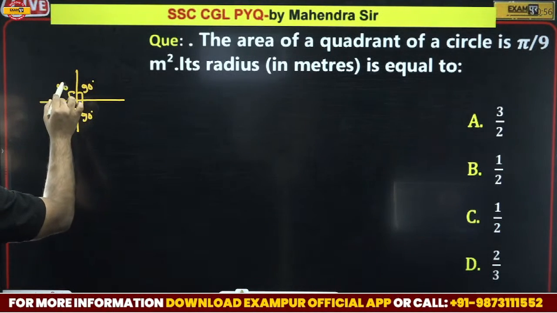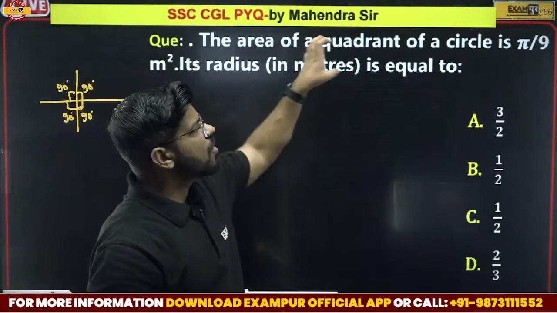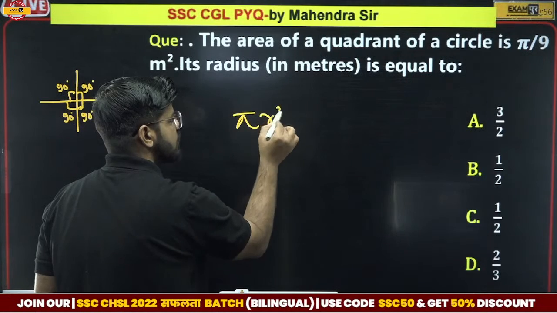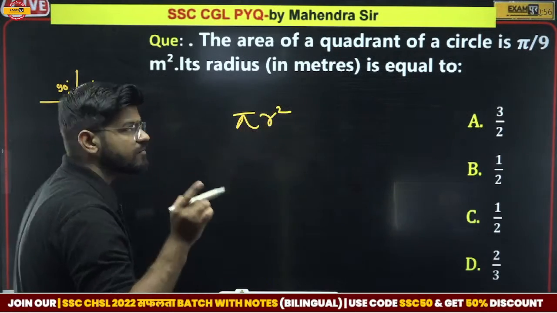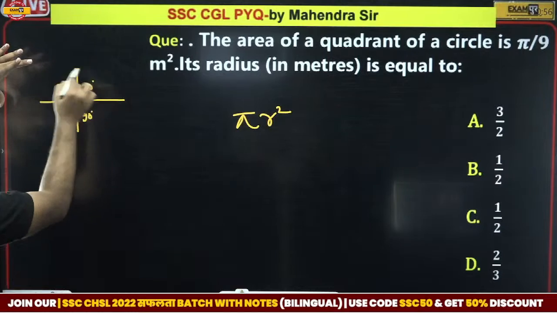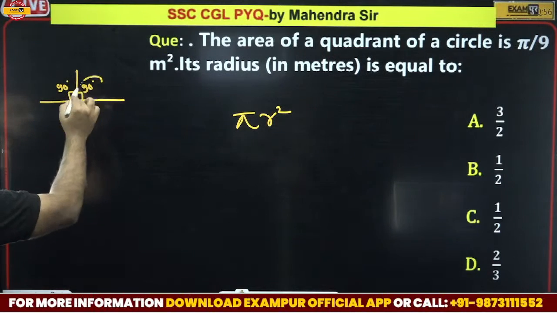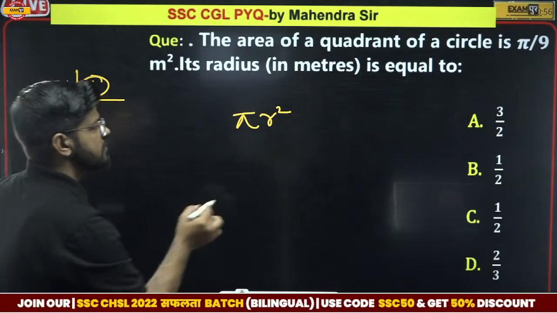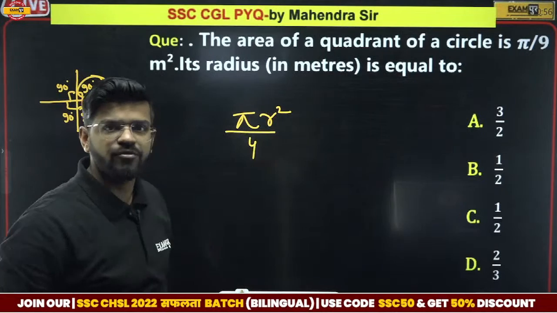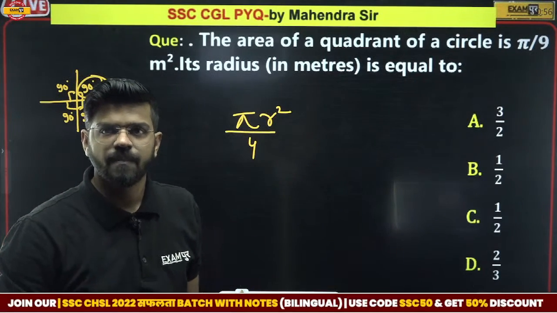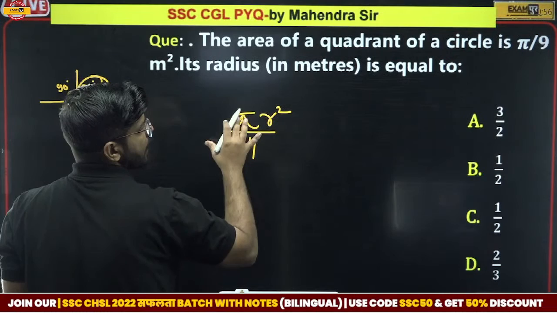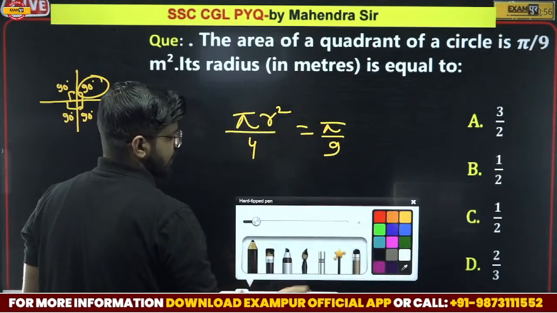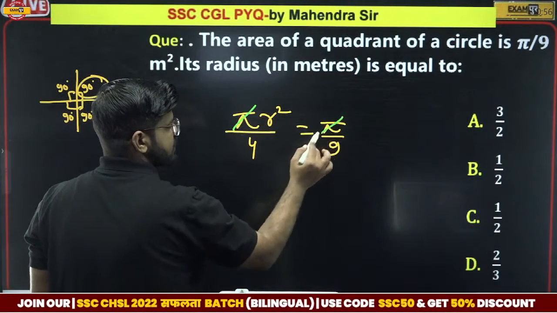So what is the question saying? The area of a quadrant of a circle. That means this is the area of a circle and one quadrant. So in 360 degree we have one quadrant of 90 degree. That means this is just 1/4 of the whole circle. So one quadrant is nothing but 1/4 of the full circle. Okay, clear? So this is the area which is equal to pi by 9, so pi got cancelled out.